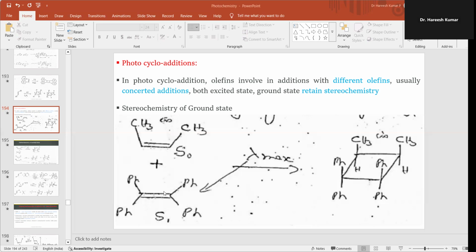Of course, this one does not show geometrical isomerism, but this one shows geometrical isomerism, more particularly cis. And here, both the CH3 groups are on the same side. Here also, both the CH3 groups are on the same side. Right. I will go to the next slide. In the next slide, I am taking a few more examples.